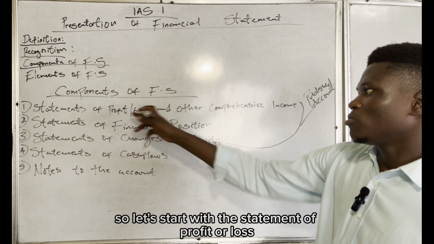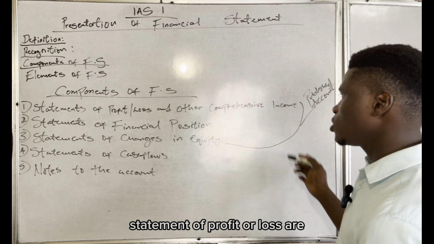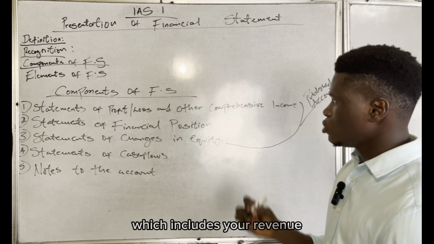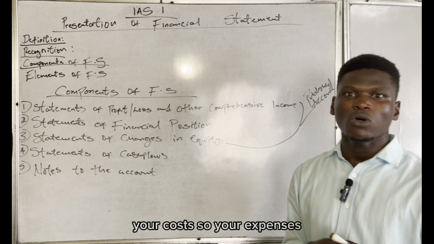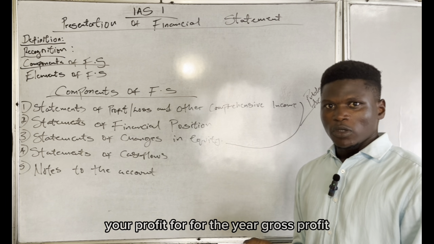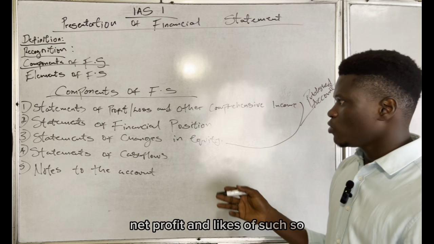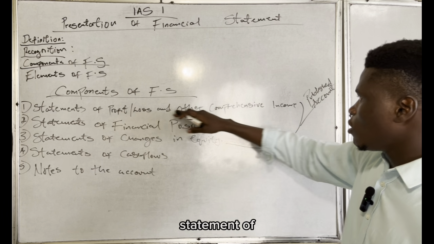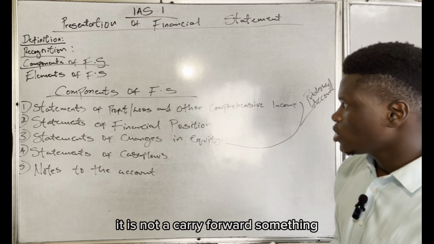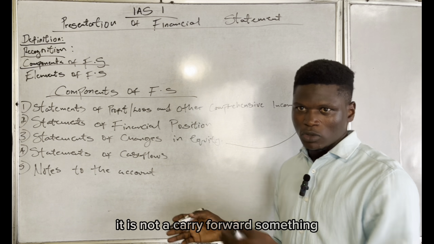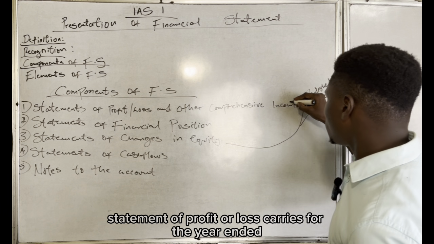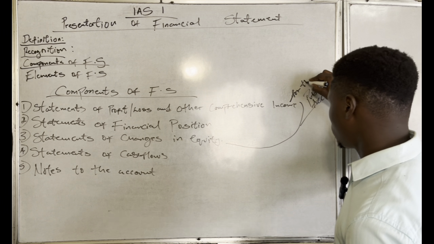So let's start with the statement of profit or loss. Statement of profit or loss is also called the income statement, which includes your revenue, your costs, so your expenses, your profit for the year, gross profit, net profit, and the likes of such. So statement of profit or loss only relates to an accounting year. It is not a carry forward something. So it relates to just an accounting year. Statement of profit or loss carries for the year ended.